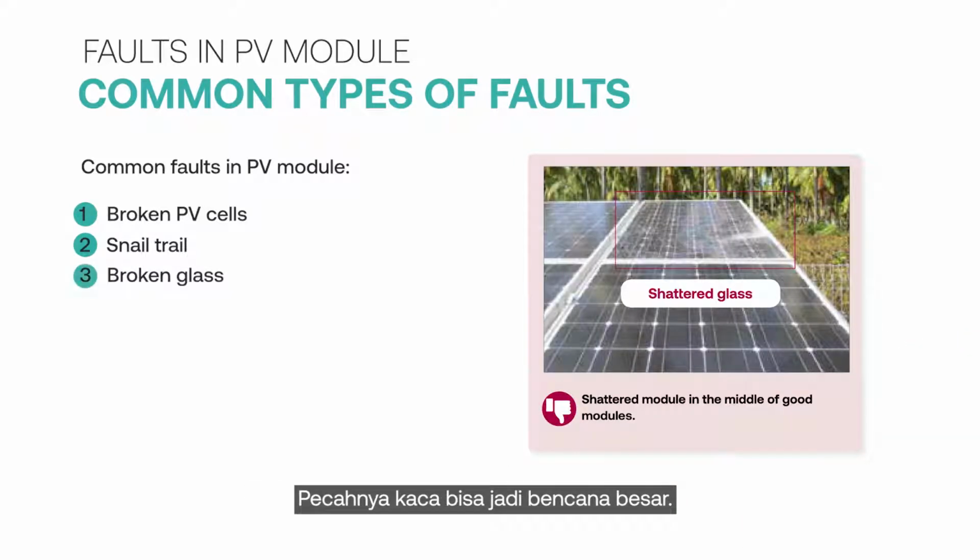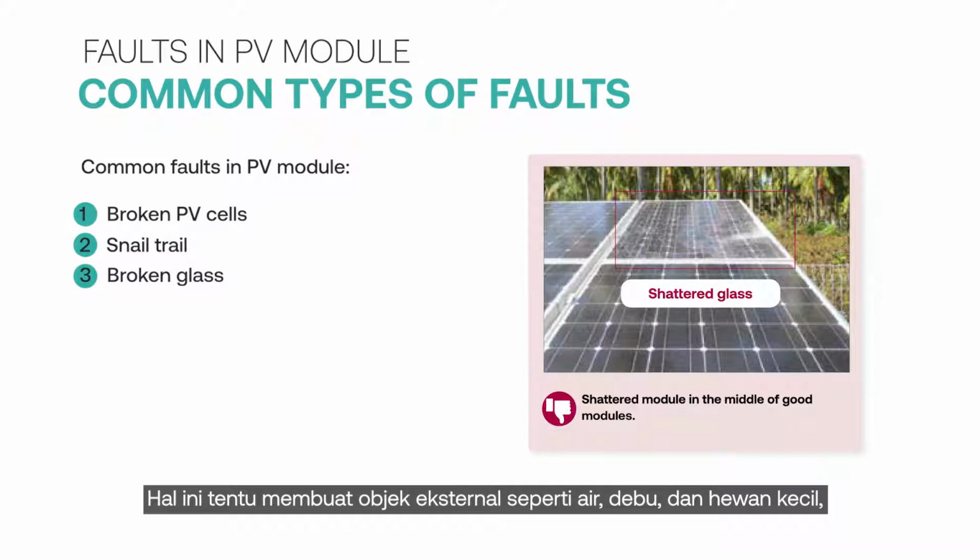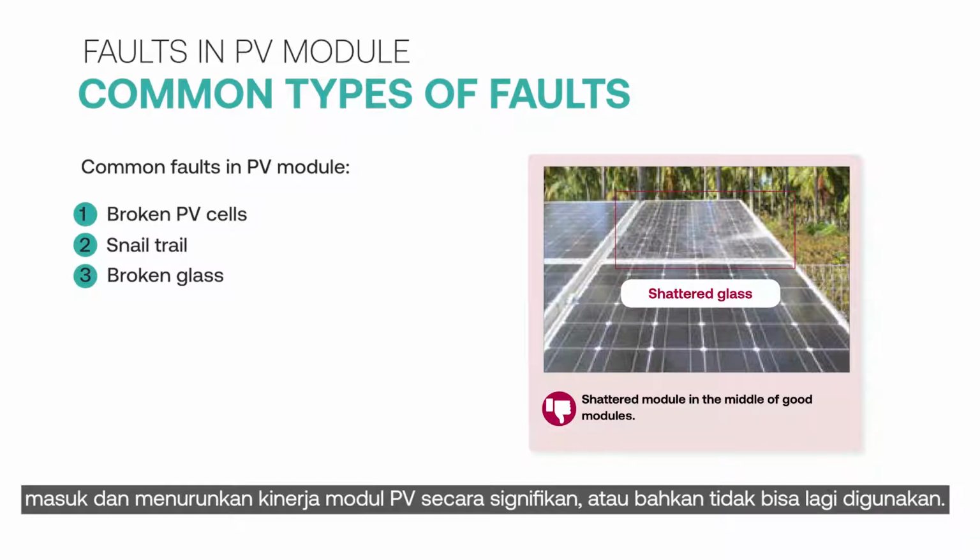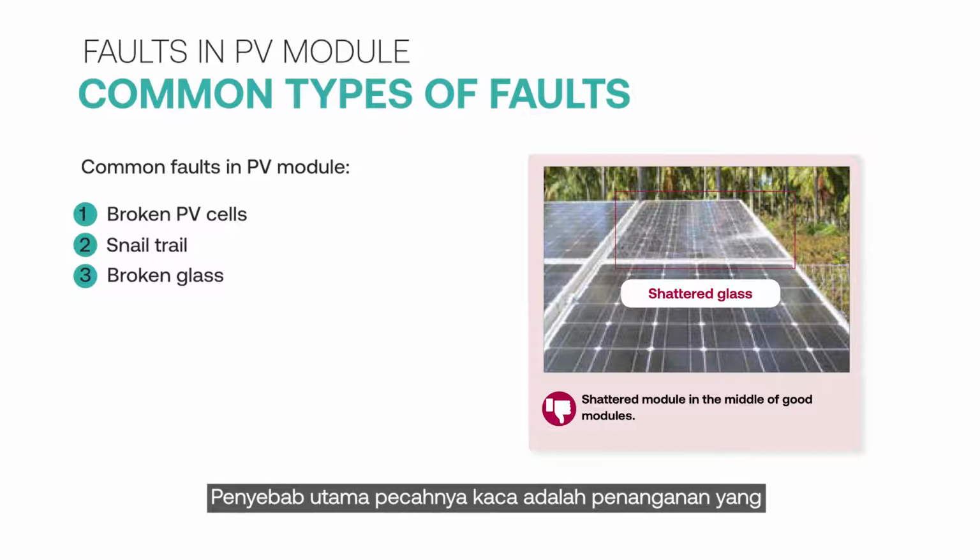Broken glass is a big disaster. It certainly makes unwanted external objects, such as water, dust, and small animal to enter that will greatly decrease the PV module performance or even to the point it cannot be used anymore. The main cause of broken glass is improper handling during delivery or installation, as well as hard objects falling on the PV module.